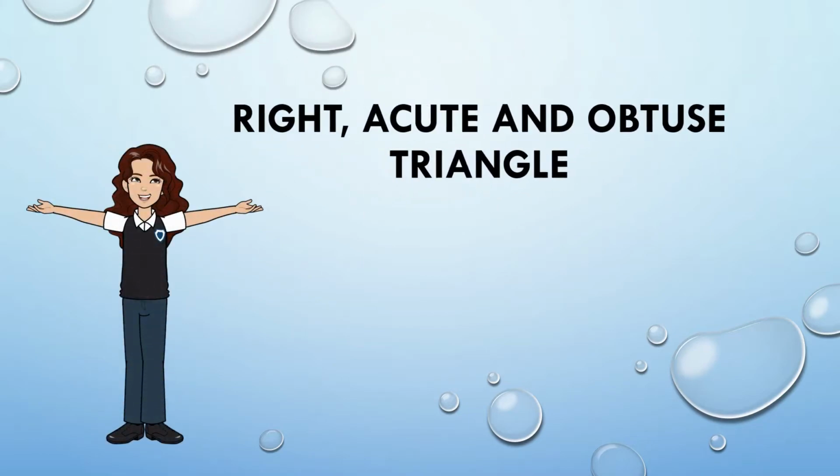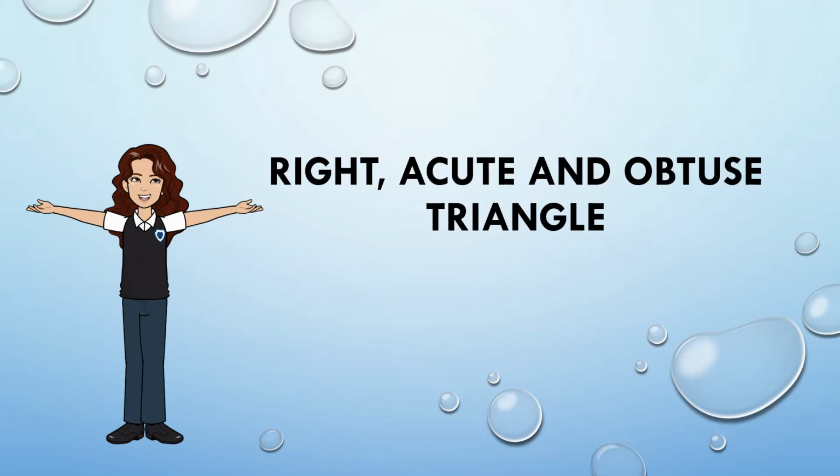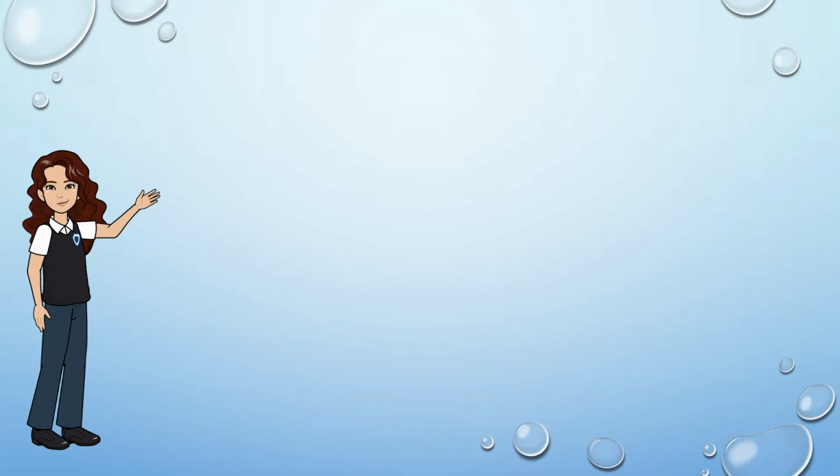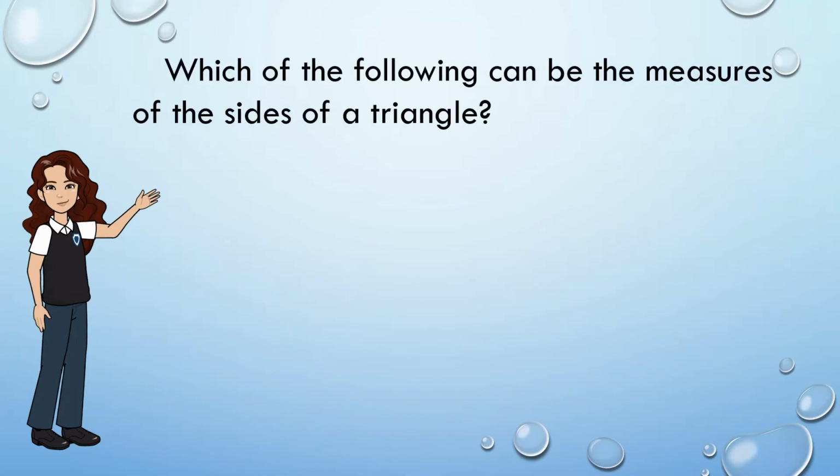Our topic for today is all about right, acute, and obtuse triangles. Before we go into our topic, let us recall this one. Which of the following can be the measures of the sides of a triangle? How can you know that the given three measures make a triangle or not?